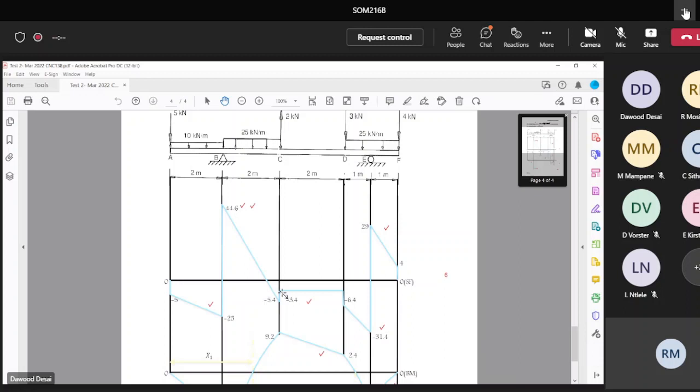So it's minus 3.4. Between C and D, no action, so you go straight horizontal. At D, you must go down 3. So I'm already 3.4 down, plus the minus 3 is minus 6.4. From D to E, I have a UDL. So it's 3 times 1 is 3.